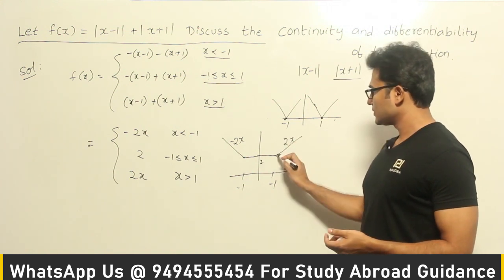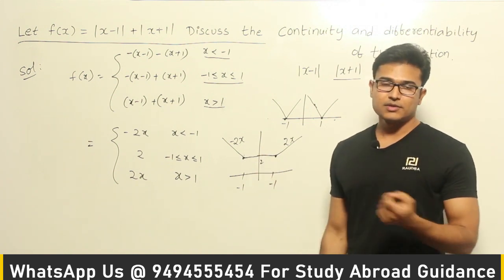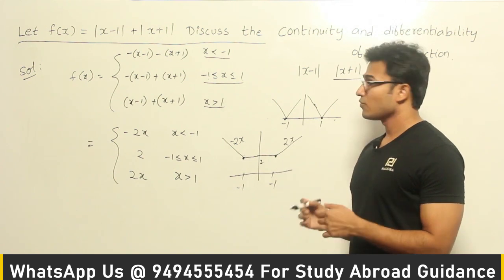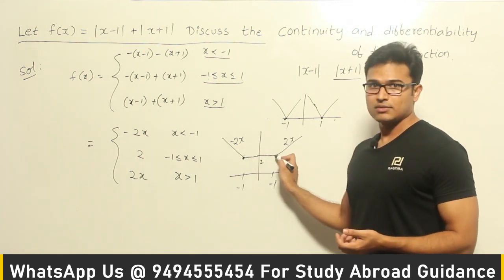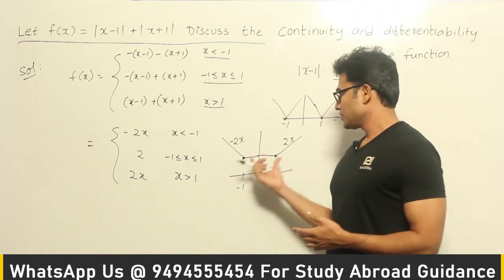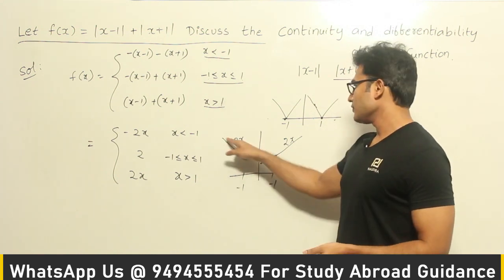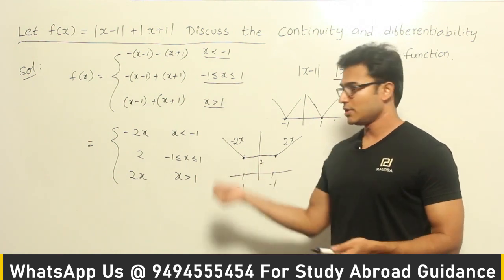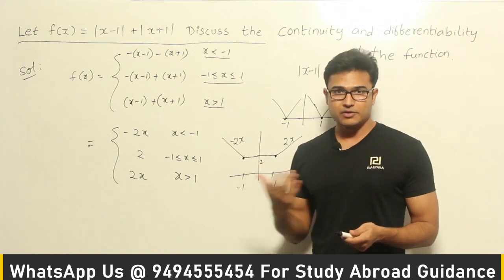Again, if you see this, the corner points are here only. Whenever you have such corner points, also called vertices or edges, that is, sharp edges, there is a chance that the function may not be differentiable at that point. One thing is definitely true: it is continuous. You can see that there are no gaps and no jumps. Therefore, it is definitely continuous, but it may not be differentiable. We have to check it.